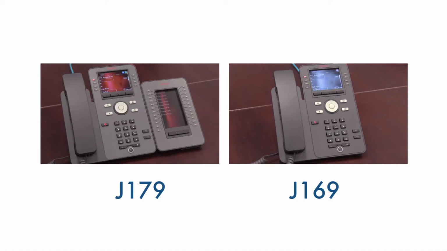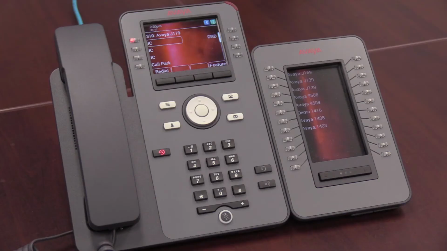The J179 and the J169 both have 8 buttons, also with 3 pages for programming for a total of 24 programmable buttons. The J169 and the J179 both support the addition of button modules to extend the number of buttons that can be programmed. This J179 has a GEM24 button programmable module added. It has 3 display pages for a total of 72 additional programmable buttons.